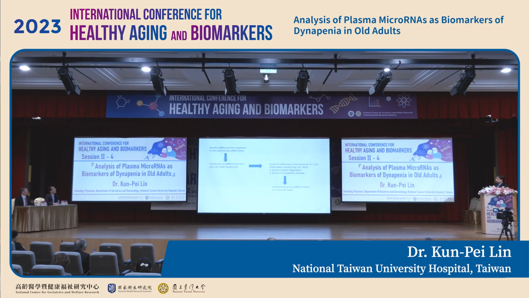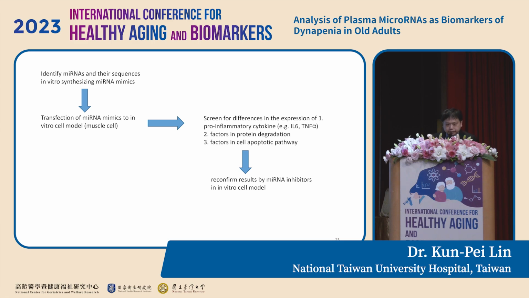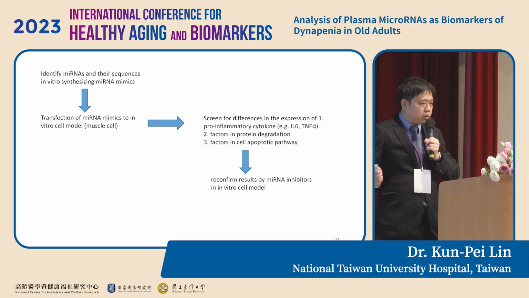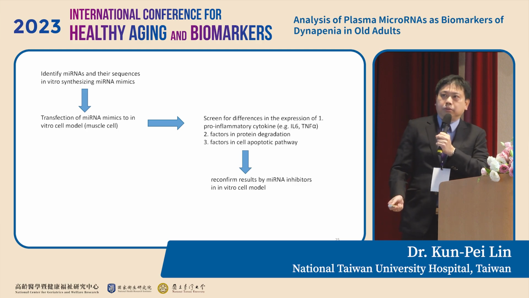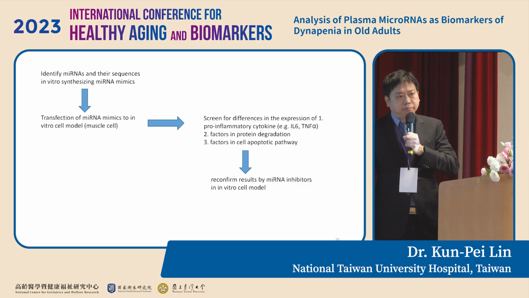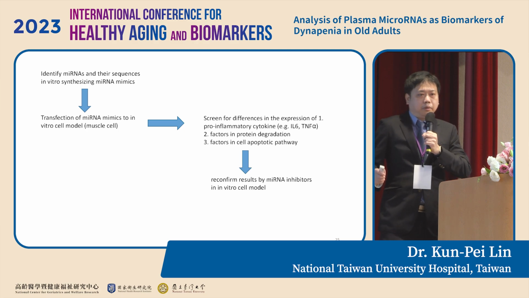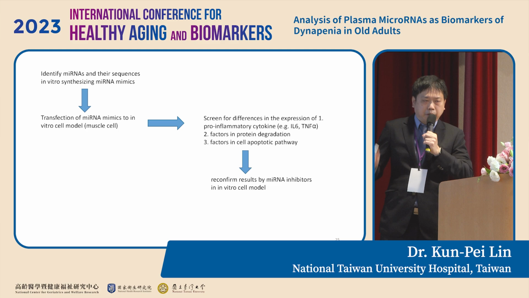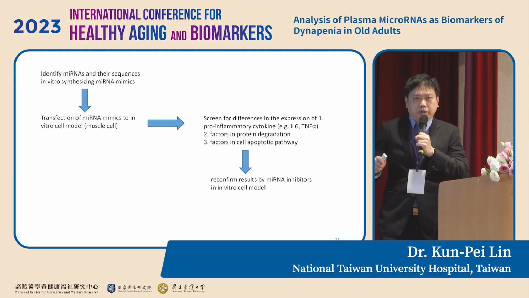Okay. These are the future directions we may perform later. With the identified microRNAs and their sequences, we can do in vitro synthesis of microRNA, and maybe give the mimics or the inhibitor, and transfect the microRNA into in vitro cells. We think muscle cells are more suitable because Dynapenia or Sarcopenia may occur more specifically in the muscle cell.